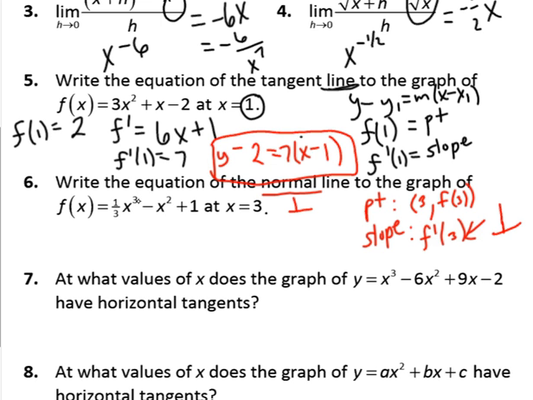Okay, so let's find f prime. So 3 times 1/3 is 1, and that'll be x squared minus 2x.